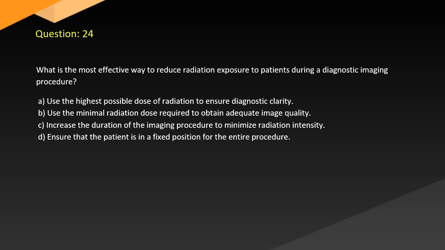Question 24. What is the most effective way to reduce radiation exposure to patients during a diagnostic imaging procedure? A. Use the highest possible dose of radiation to ensure diagnostic clarity. B. Use the minimal radiation dose required to obtain adequate image quality. C. Increase the duration of the imaging procedure to minimize radiation intensity. D. Ensure that the patient is in a fixed position for the entire procedure.